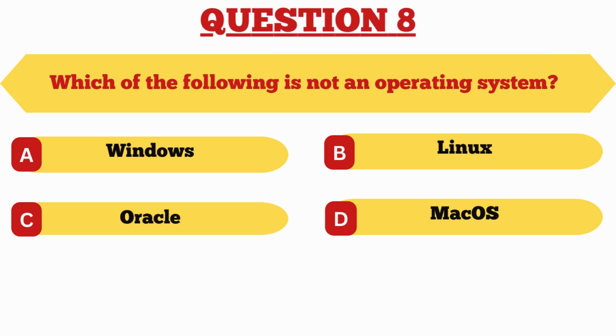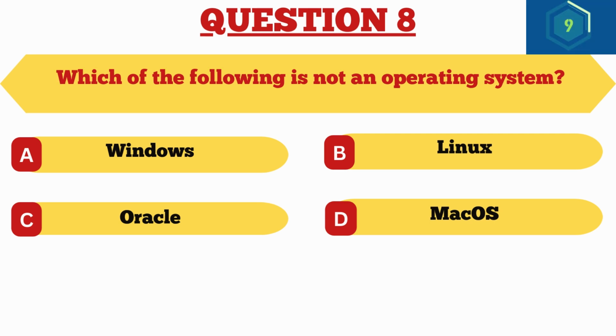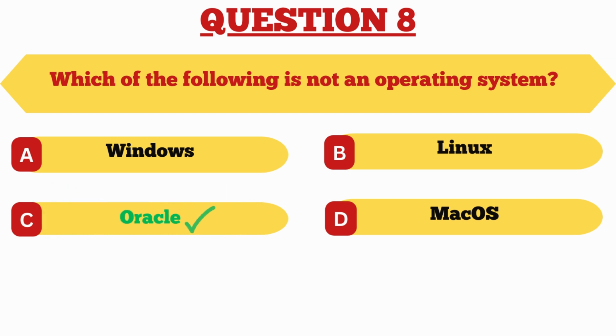Question number 8. Which of the following is not an operating system? Options are Windows, Linux, Oracle, macOS. Please comment your answer now. The answer is option C, Oracle.